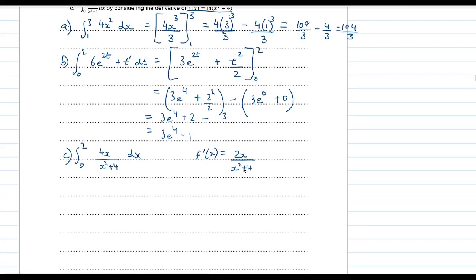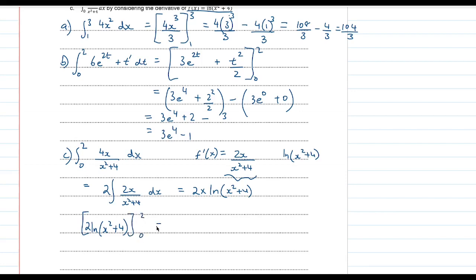We know that this would integrate to ln x squared plus 4, but what we're integrating is 4x over x squared plus 4, and we can write this as the integral of 2 times 2x over x squared plus 4, because the 2 times 2 will give us the 4x. Now this integrates to that, so it's going to be the same as 2 times ln x squared plus 4. So we can just write that here, and we want to find this between 2 and 0.